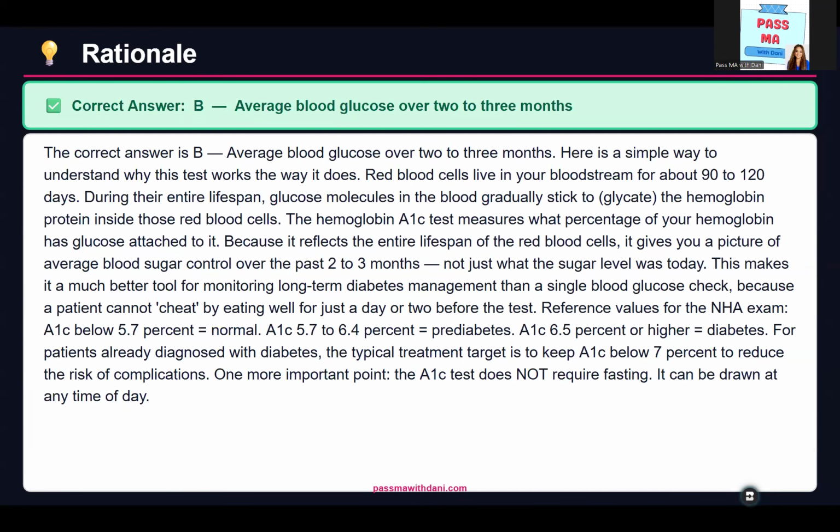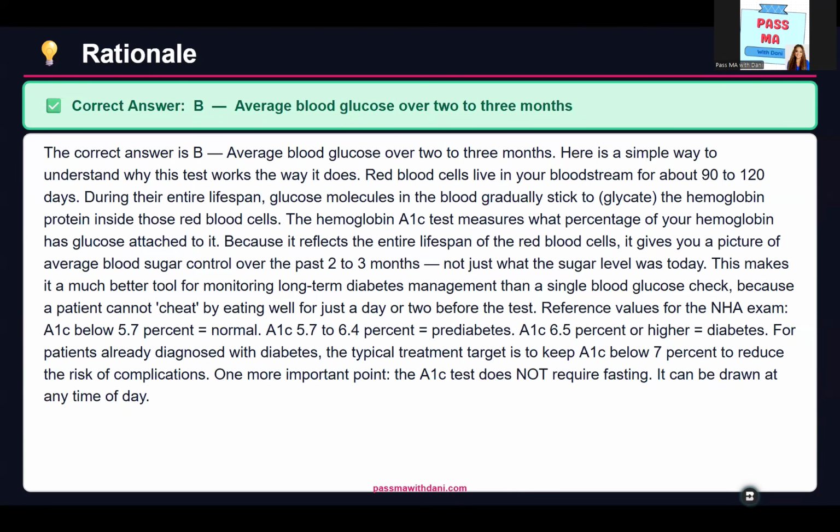So during their entire lifespan, glucose molecules in your blood actually start to gradually stick to the hemoglobin protein that's inside of our red blood cells. Now, the hemoglobin A1C test measures the percentage of your hemoglobin that has glucose attached to it. Because it reflects the entire lifespan of the red blood cells, it gives a basic picture of the average blood sugar over the past approximately 3 months.